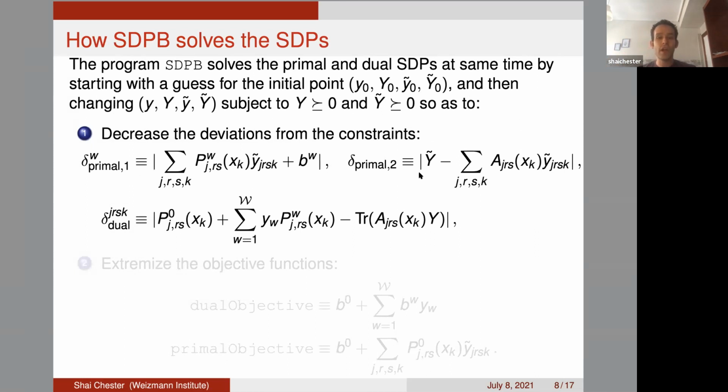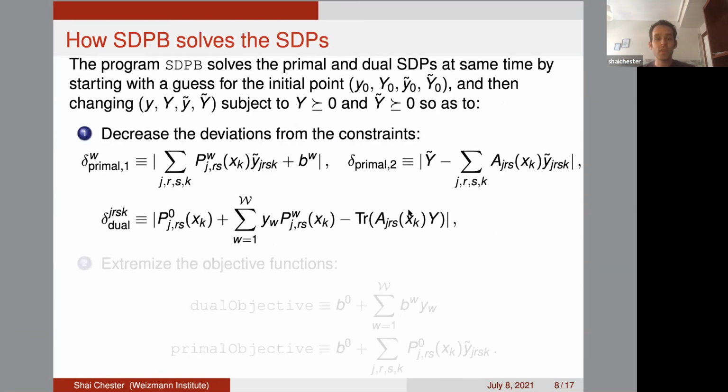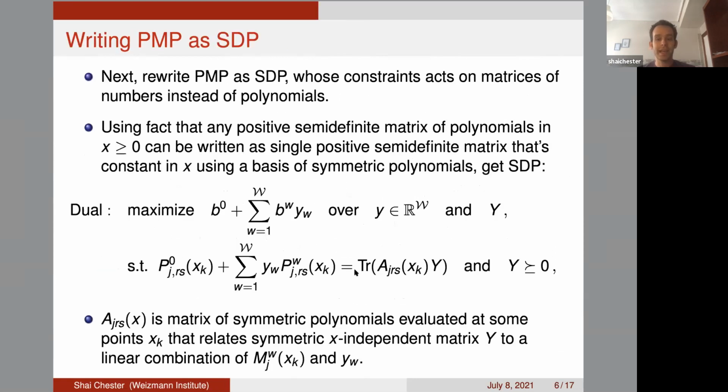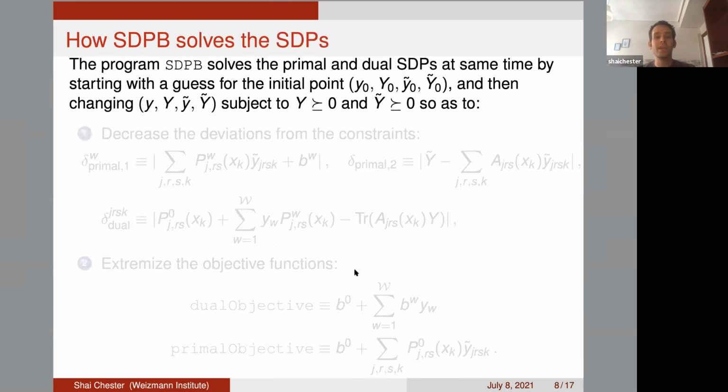In the primal program, we had two constraints. Those two constraints were the fact that b is related to p and y tilde, and the fact that big capital Y tilde is related as such. So we define the deviation from both of those being correct, which we call delta primal 1 and delta primal 2. Then in the dual program, which was actually a bit simpler, there was just one constraint, which, to go back to the dual program, is the second line. We define another quantity, which is how close we are to that constraint being correct.